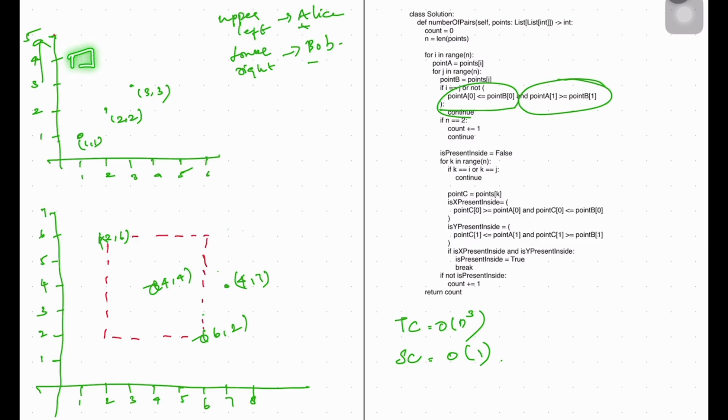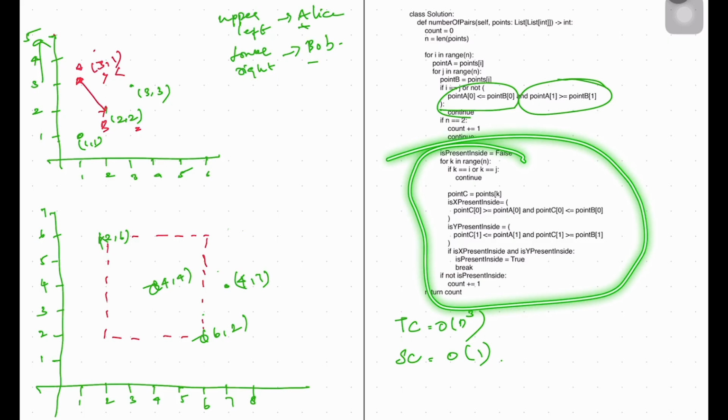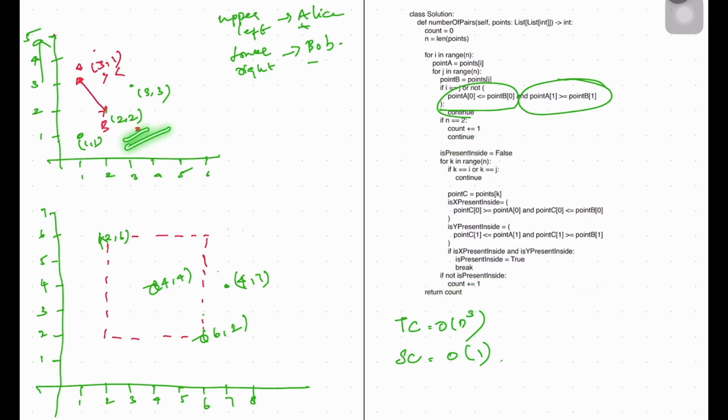See, if some point is here, for example, let's have this as 3 comma 1. If you see these 2 points, you can make this lower right, which means the x of point A of 0 is greater and 1 is lesser than Bob's point. So like this we will know. And you have to keep on running through the k-th loop to figure out whether that point is inside or not, right?